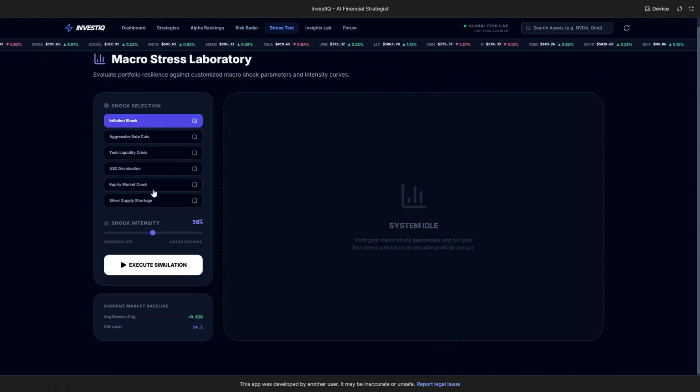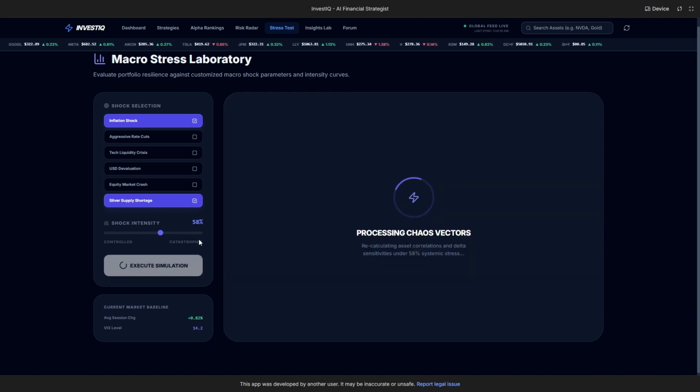Then we have this stress test. For instance, I'm expecting an inflation shock along with a silver shortage. So this is totally dynamic and it calculates what effect it could have. Along with this, we have the market baselines available as well. That makes it easier for the user to sit and understand.